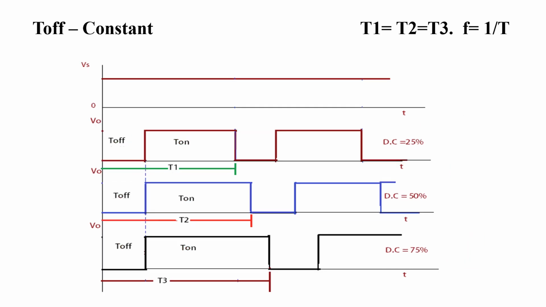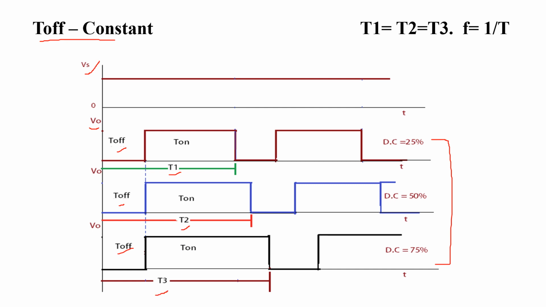Similarly, consider controlling the output voltage of chopper by using the variable frequency control method by making the off time of the chopper as constant. Here Vs is the input of the chopper and V0 is the output of the chopper. We are going to observe the output of the chopper for different duty cycles. In all the cases, we are going to make the off time of the chopper as constant and we are going to vary the total time period of the chopper, that is T1, T2, T3.